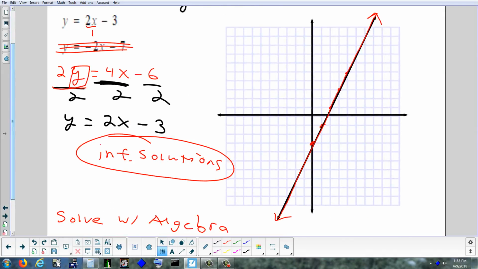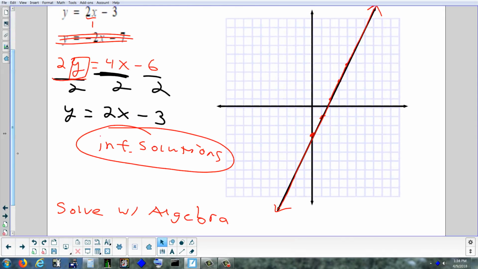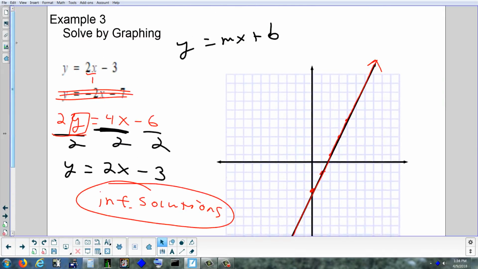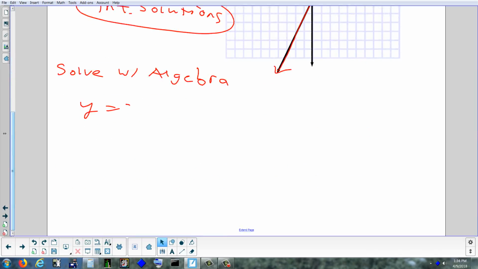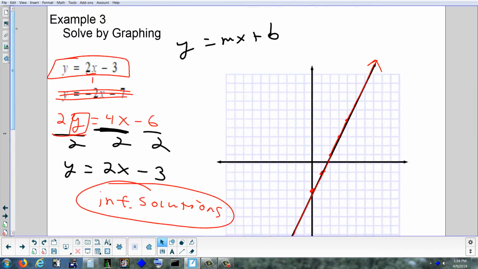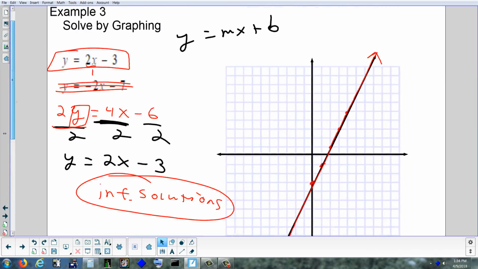All right, so now Mr. Roy just asked somebody what method should we use with algebra. Is this set up for substitution or elimination? Substitution. Okay, let's copy down what we had again so I don't have to keep scrolling. So write down y equals 2x minus 3. And the other one was 2y equals 4x minus 6.